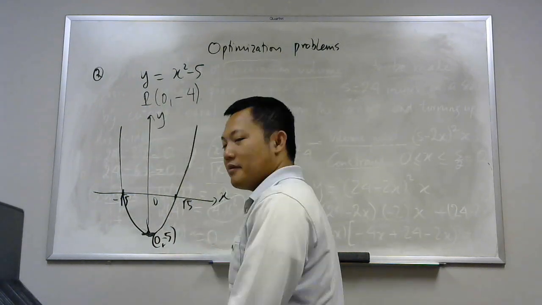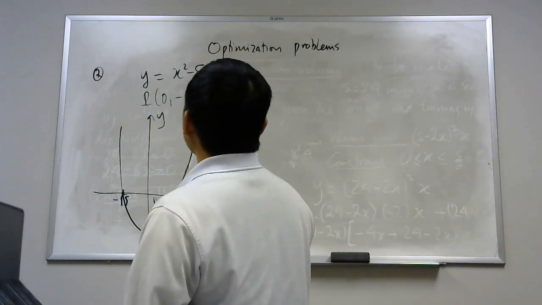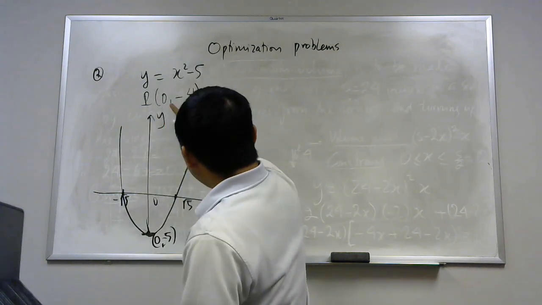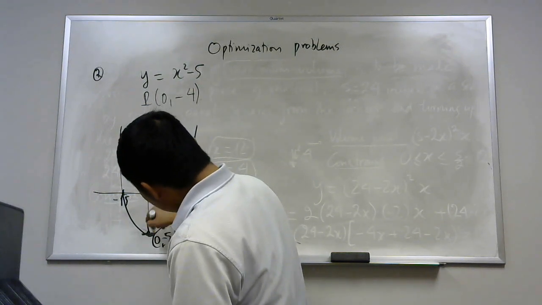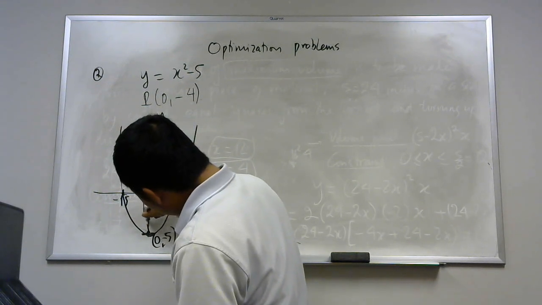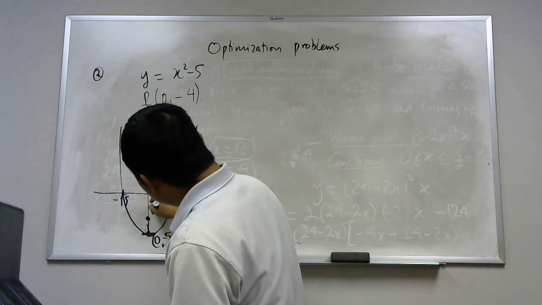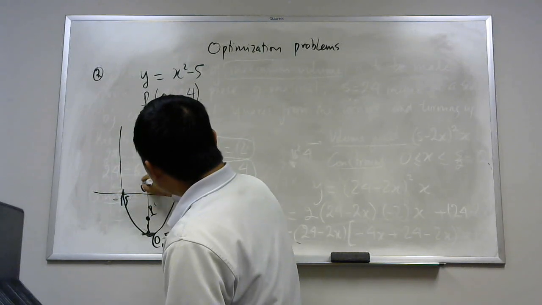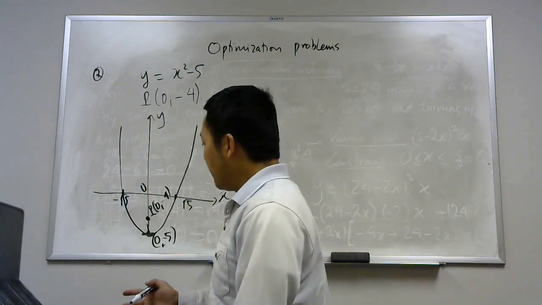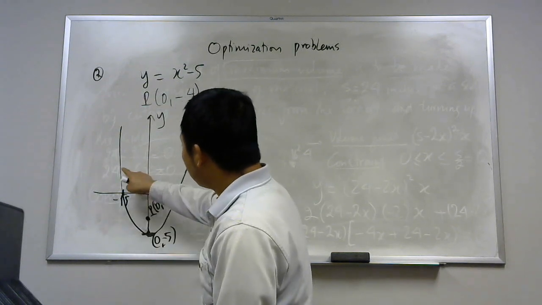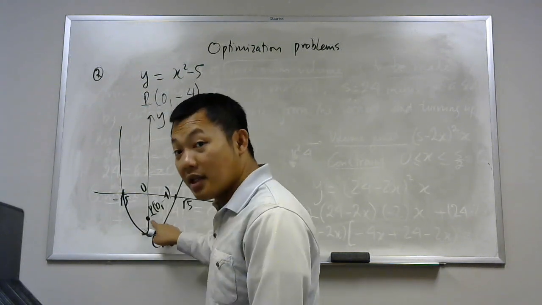Not a very clear picture, but it's fine. That works. When x equal to 0, y equal to -4. So here's -5, right? So -4 is around here. And this is our P, right here, (0, -4). Our problem is to find the closest point on the parabola to this point.